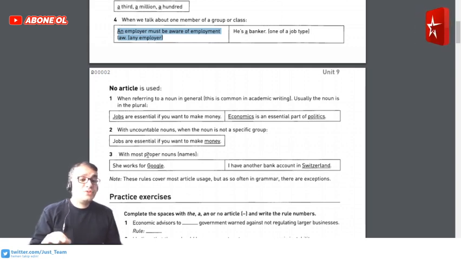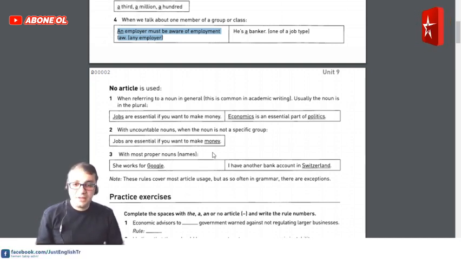With most proper nouns and names: "She works for Google." We don't say "she works for the Google" or "for the Yahoo." No way. Or "I have another bank account in Switzerland." We don't say "in the Switzerland." We say "in Switzerland." So remember, when you start writing, remember the article techniques. Now, if you understand, everyone, please write it in the chat so I know that you understand everything. Then we can go for a practice.